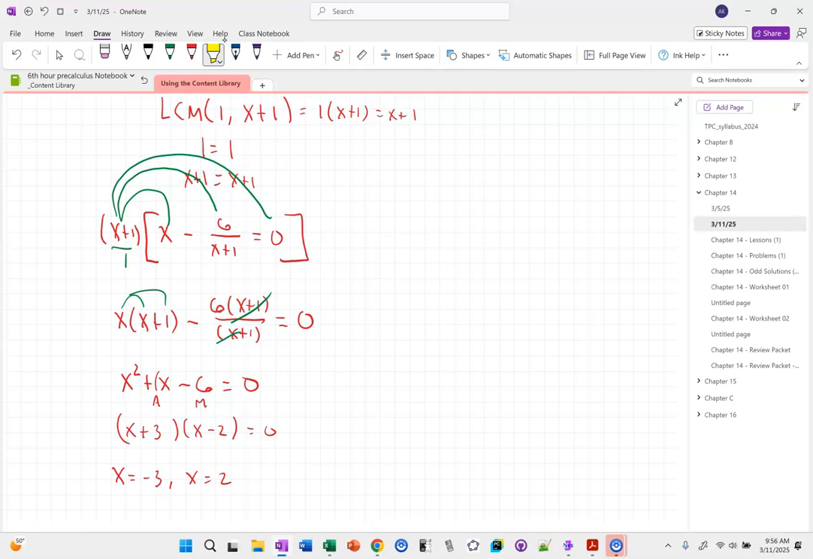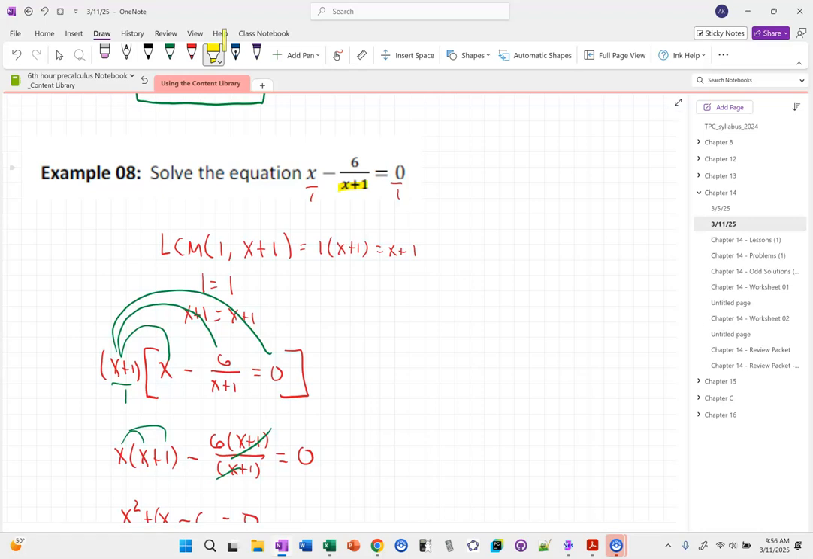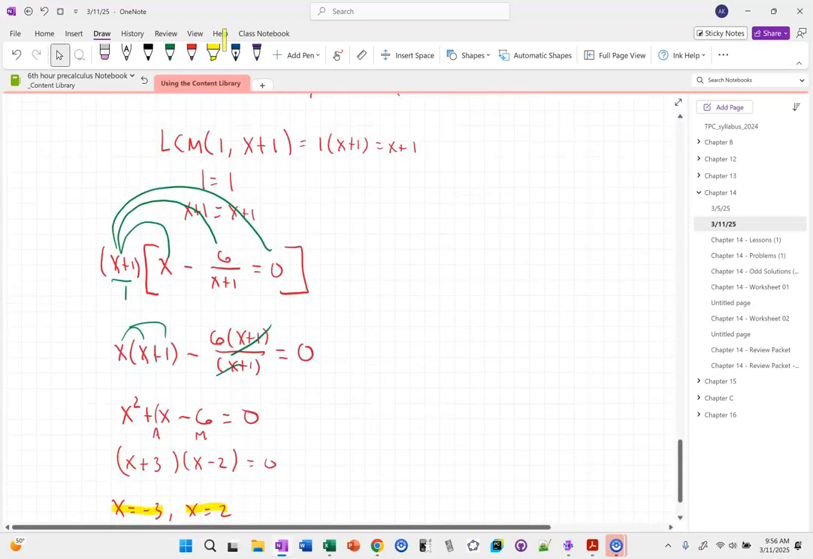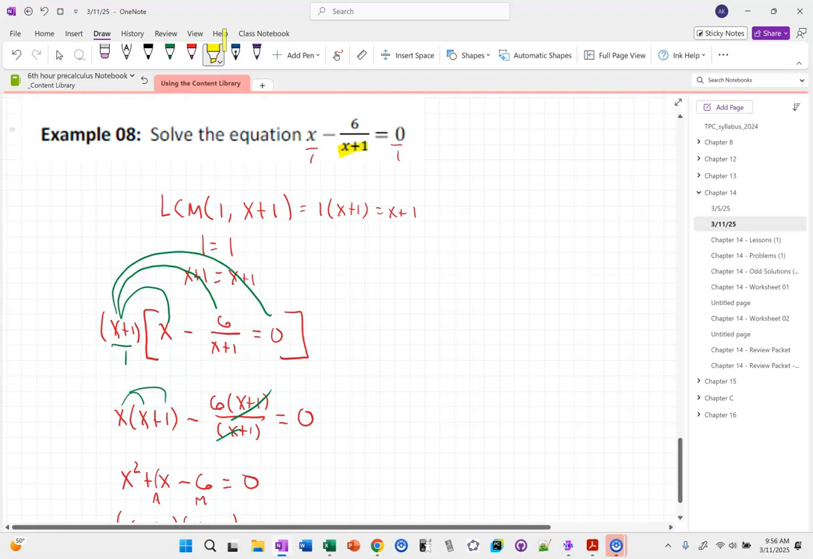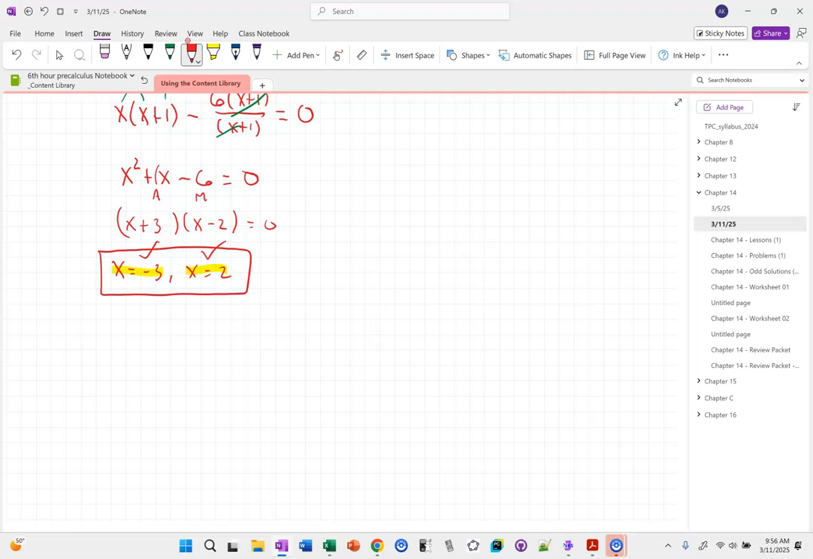Am I done? No, what do I still have to do? Gotta check. Where do I check at? The very beginning. If I plug negative 3 into x plus 1, does that make 0? No. If I plug positive 2 into x plus 1, does that make 0? No. Guess what that tells me? Both these solutions work. I think I might have said minus 2 when I meant minus 3. Okay, my mistake.